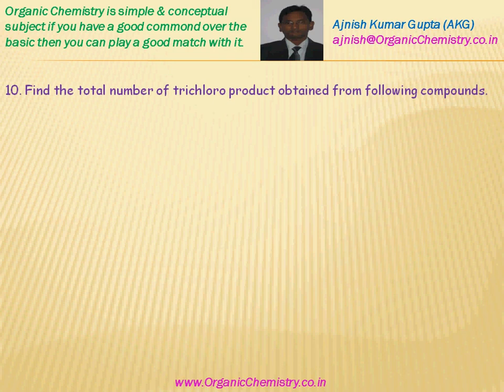Find the total number of trichloro products obtained from the following compounds. In case of ethane, answer is 2, that is 1 1 1. Replace all the hydrogen of this position with Cl, or replace one hydrogen from this position, that is 1 1 2. So answer is 2. For this compound propane, the answer is 5. Positions may be 1 1 1, 1 1 2, 1 1 3, 1 2 2, 1 2 3.